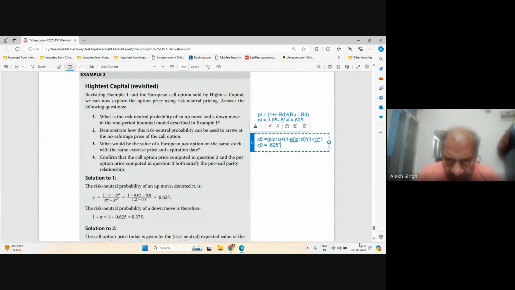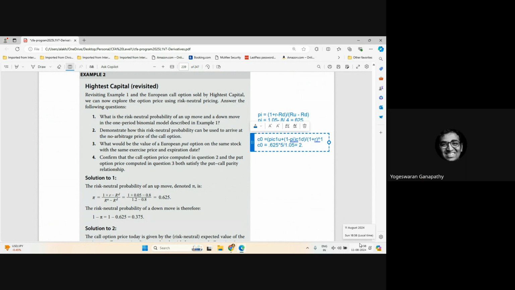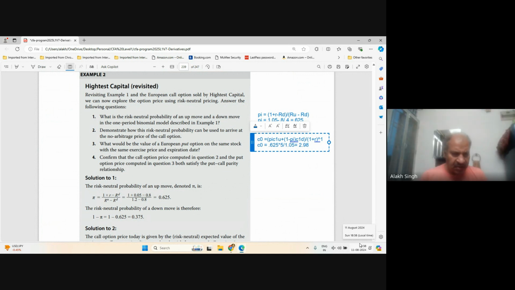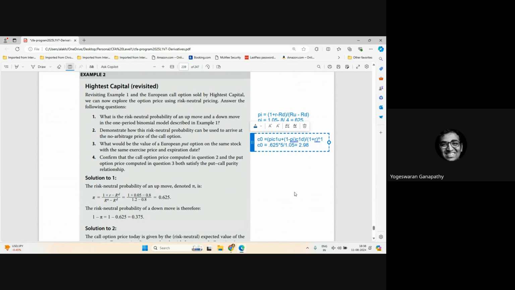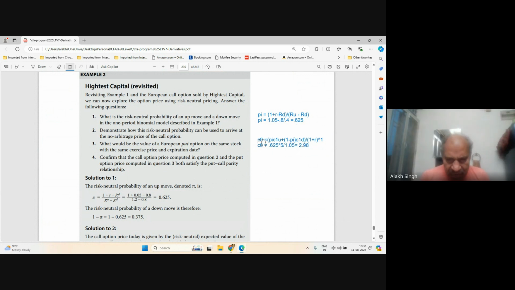So this one is 5 times 5 and that one is 0. So 0, C1D is 0. So no need to even do that. Divided by 1.05, 2.976. 2.98. Okay, yes, that's correct. We matched it. The same answer. So this was for question number 2.